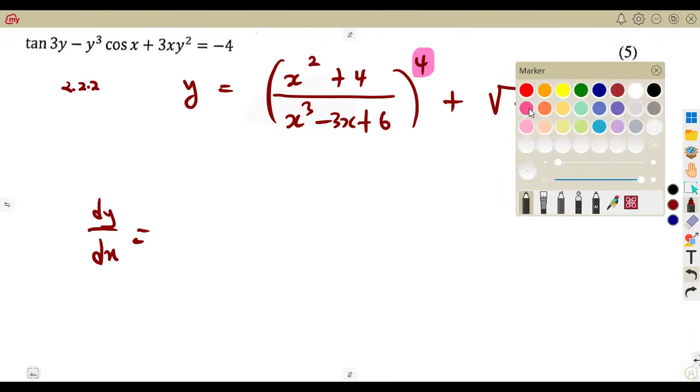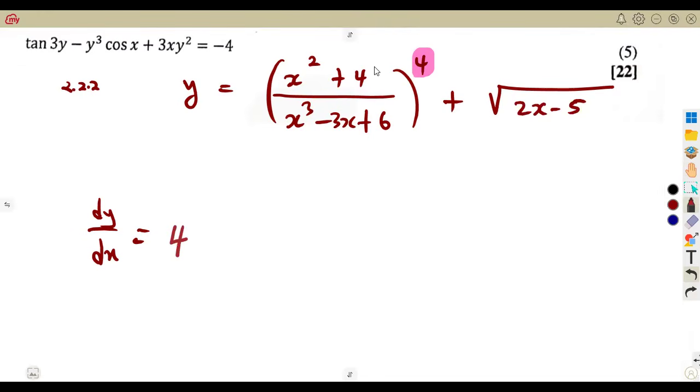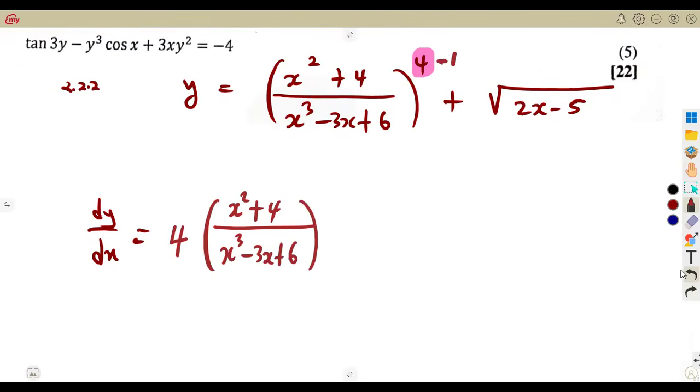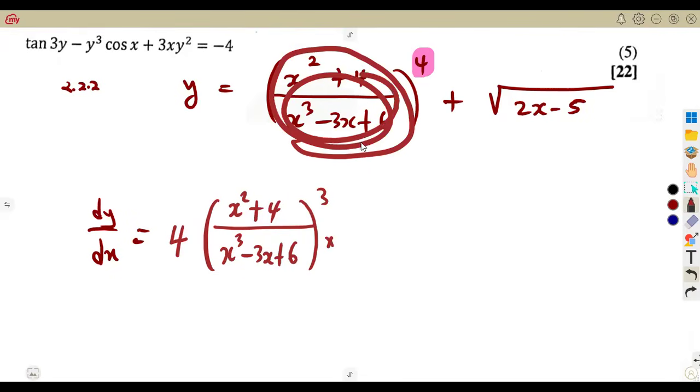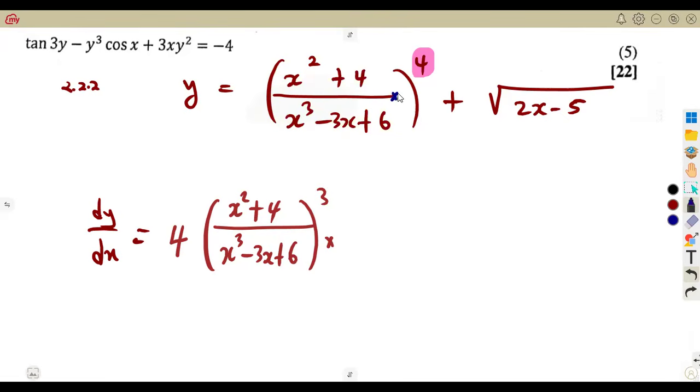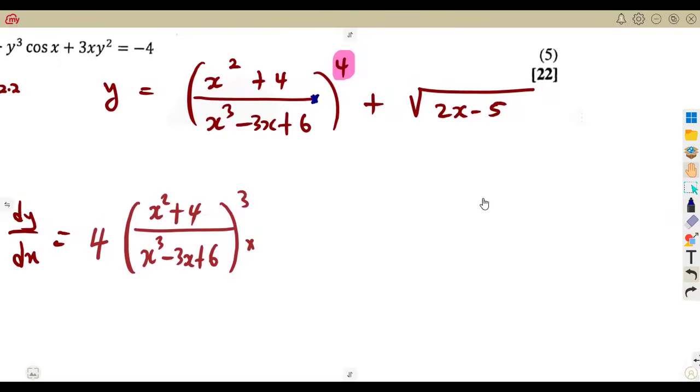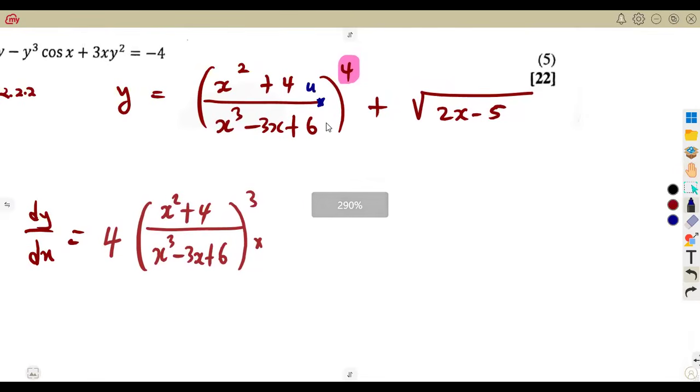So what are you going to do? We drop the exponent, so it's going to be 4. This remains as it is. Everything as it is: x squared plus 4 over x cubed minus 3x plus 6 as it is. Now we subtract a 1. So 4 minus 1 is going to give us a 3. We were focusing on the power. Whatever that we have must be multiplied now to the derivative of what is inside of the bracket there. But as you consider the derivative of what is inside the bracket, what is it that you have? This is a fraction. You are back to the quotient rule, because that's a fraction, where this is your u and this is your v.